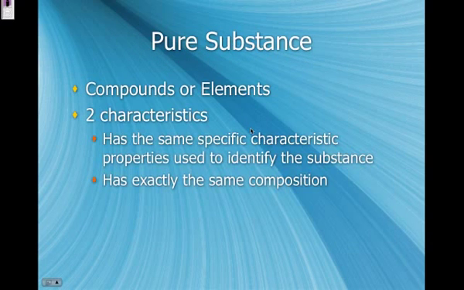Okay, the compounds or elements, they have two characteristics. They have to have the same chemical properties to identify those substances. So all water boils at the same temperature. All water melts at the same temperature. They have the same type of properties. And they have to have the same composition. So water is always H2O. Or if you're just looking at an element, gold is always the same atoms. And they're the same composition.